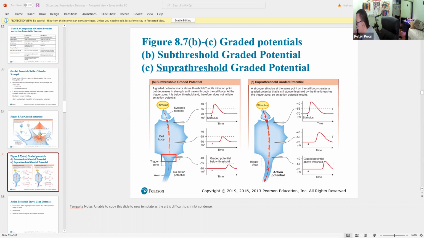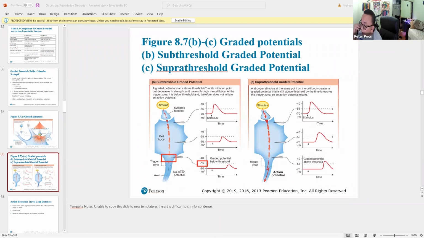Graded potentials can be either excitatory or inhibitory. I add those all up at the axon hillock. So I have something called a summation. It all adds up, all the pluses, all the minuses, at the axon hillock. And if I get over the threshold, which is minus 55, I fire. If I don't get over the threshold, I don't fire, and nothing happens.